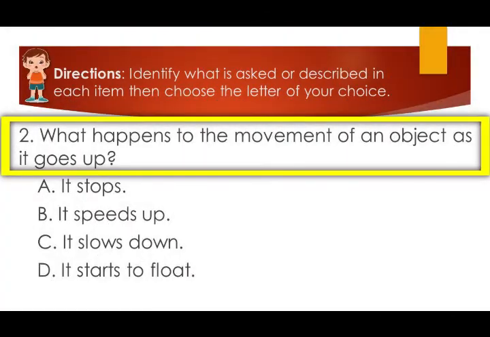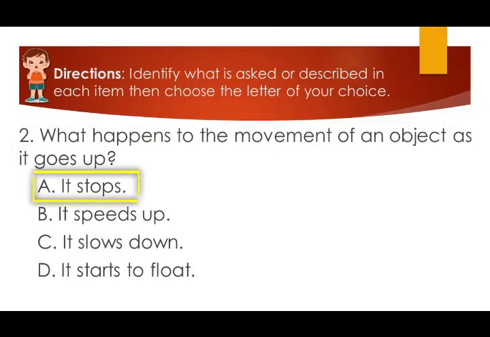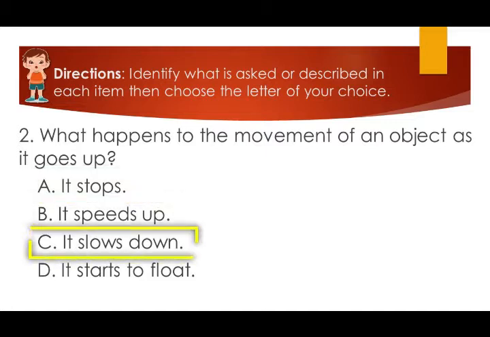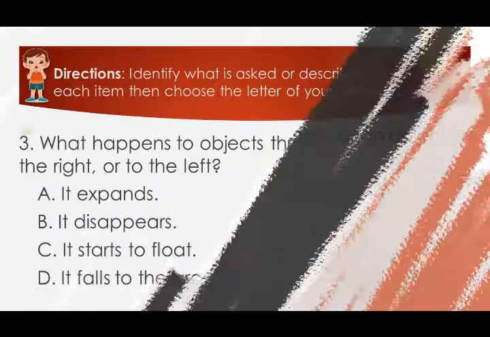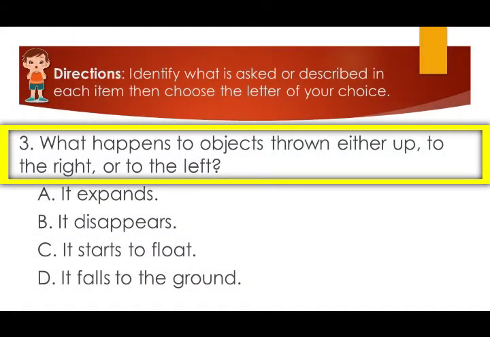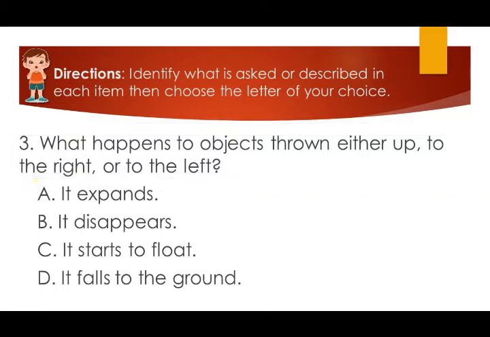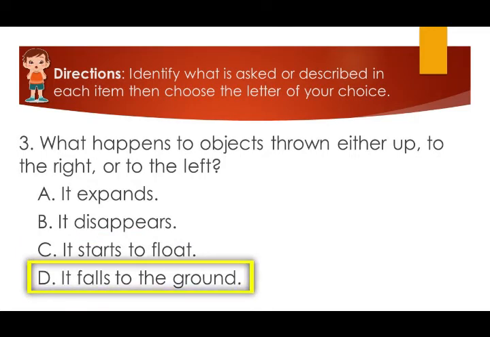Number 2. What happens to the movement of an object as it goes up? A. It stops. B. It speeds up. C. It slows down. D. It starts to float. Number 3. What happens to objects thrown either up, to the right, or to the left? A. It expands. B. It disappears. C. It starts to float. D. It falls to the ground.